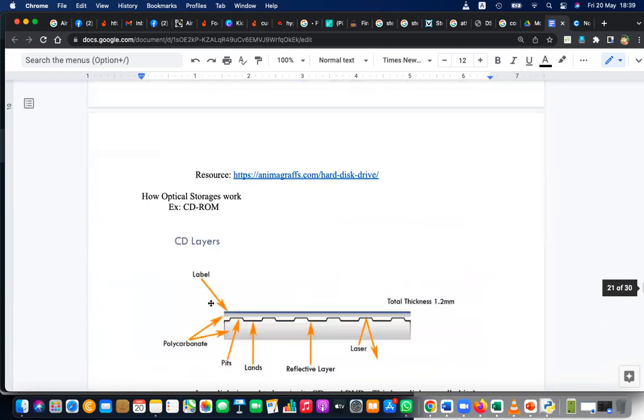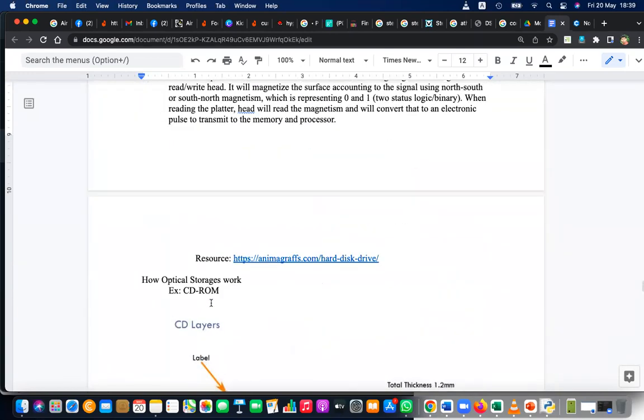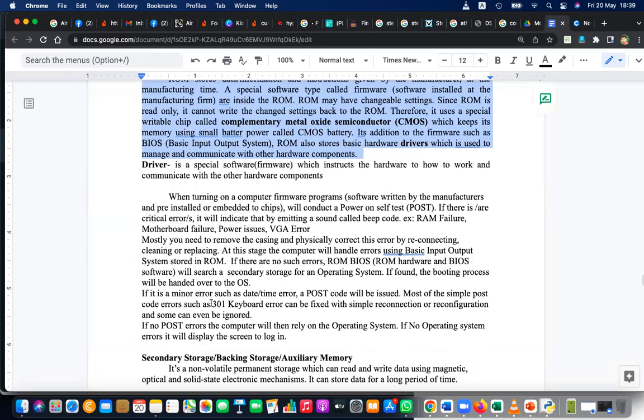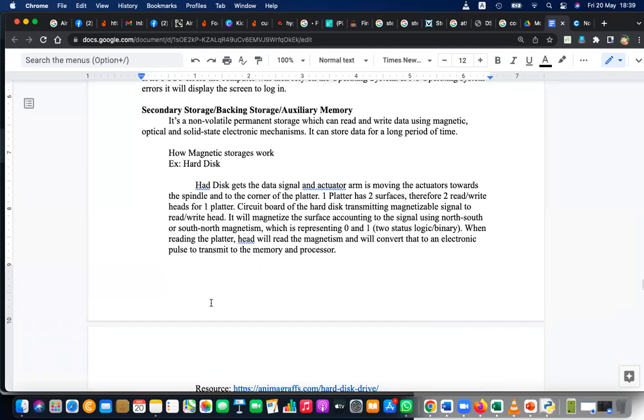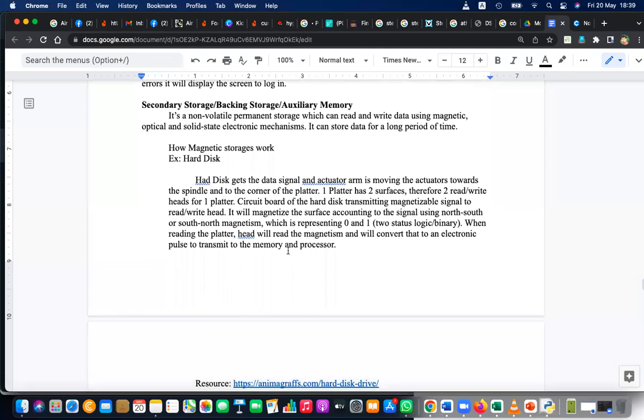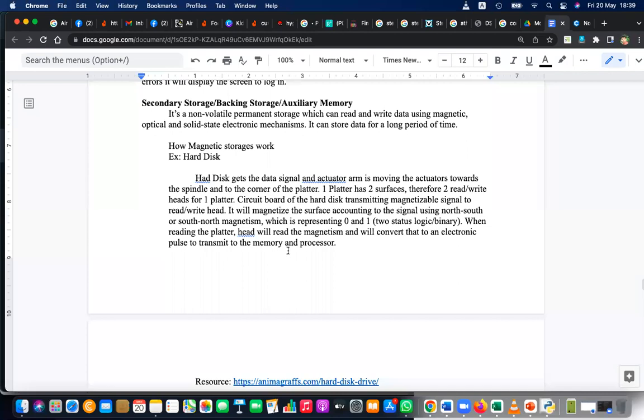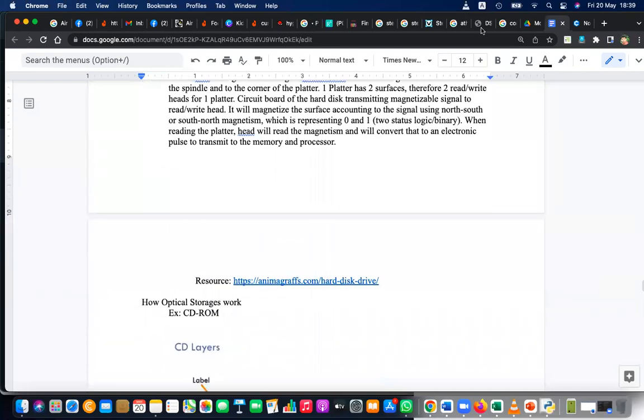So there are two technologies of storage. One is called optical technology, and the other one is called magnetic technology. There is another one, electronic technology, but mainly optical and magnetic. I'll tell you how data is stored in the optical technology and how data is stored in the magnetic technology.